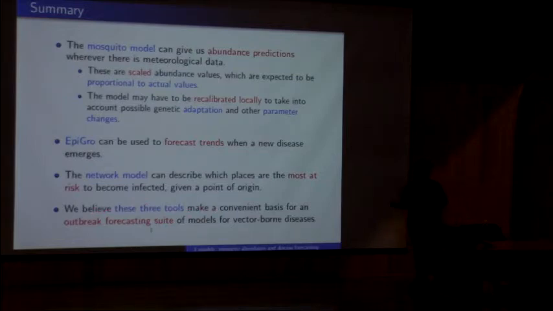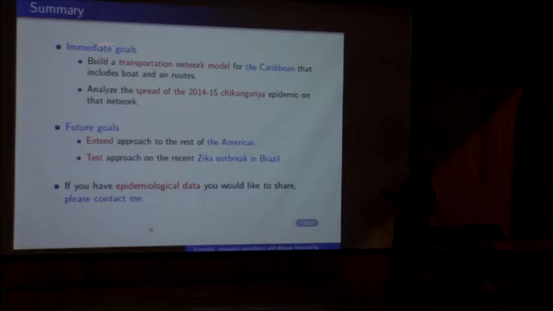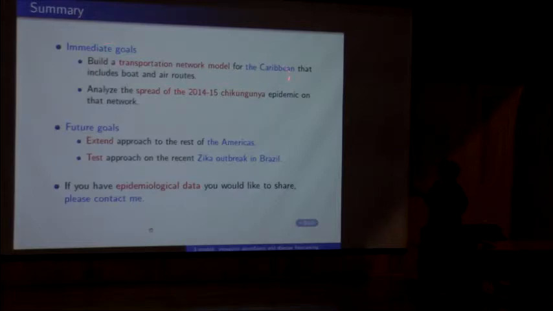I'm not advocating to model the flu or anything like this, but if you have an outbreak and you need to do something fast, this can work, right? Because all of these pieces go very fast. And so our immediate goal right now is to build a transportation network model for the Caribbean. Once we have that network, we want to analyze the spread of the 2014-15 chikungunya epidemic there. In the future, we'd like to extend this approach to the rest of the Americas, right?